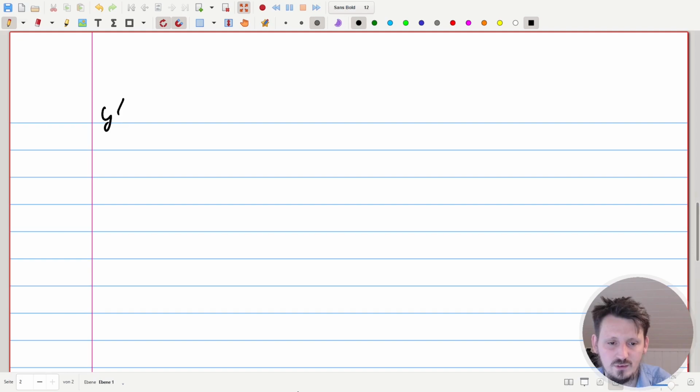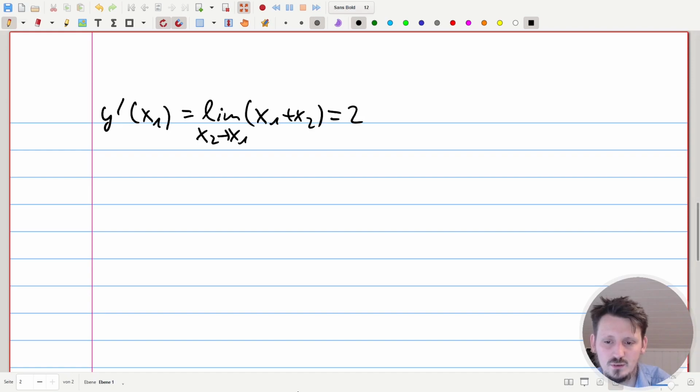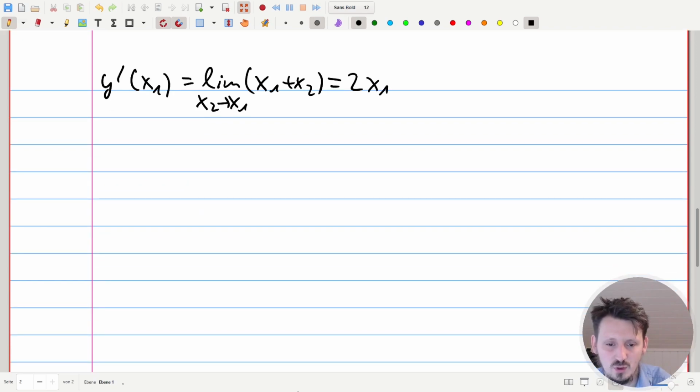So our derivative y prime of x at the position x1 would be the limit of x2 tends to x1 of x1 plus x2, and this gives 2 times x1, as I said before. So now we know for a parabola at any position x1, the slope that we get is 2 times the value x1. So maybe we can also draw this graphically.